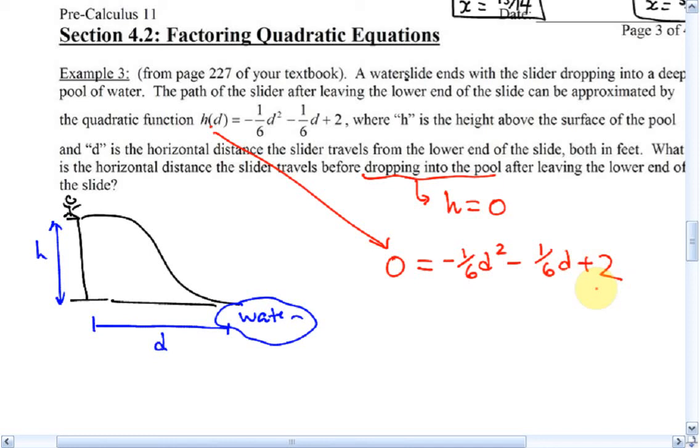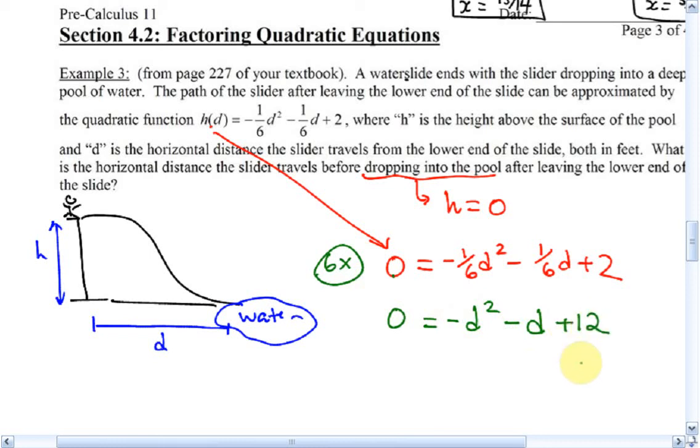Now, fractions. Ew. Ugly. Hate fractions. What can I do to get rid of a fraction here? Multiply all of them by 6. Yeah, you can multiply all of this by 6, and you actually don't change the actual solution. Why? What's 6 times 0? 0. Still 0. Now, what's negative 1/6 times 6? That's negative d squared. Okay. And then 1/6 times 6 is, once again, negative 1d. And then 6 times 2 gives us 12. Good. Doesn't this look much nicer?